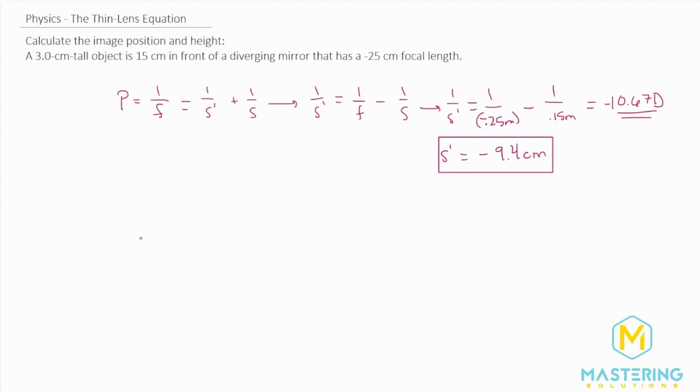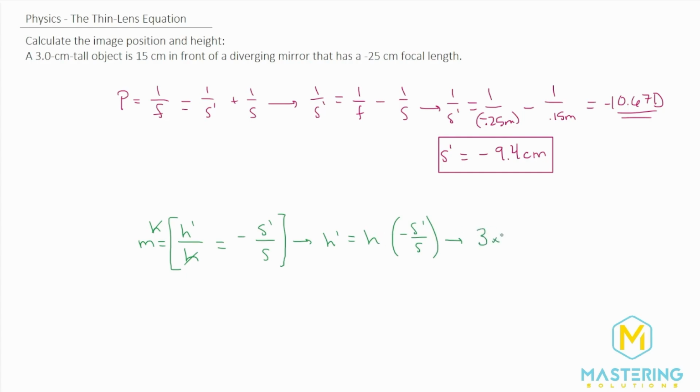To figure out the height, we're going to use the magnification equation. So m for magnification is equal to the image height over the object height, which is also equal to a negative image position over object position. And so if we just take this section of the equation, we're trying to isolate this. Let's multiply both sides of the equation by the object height. So the image height is equal to the object height multiplied by a negative image distance over object distance. So we have the object height, we're told, is 3 centimeters tall.